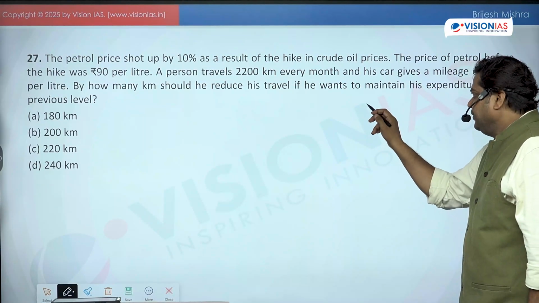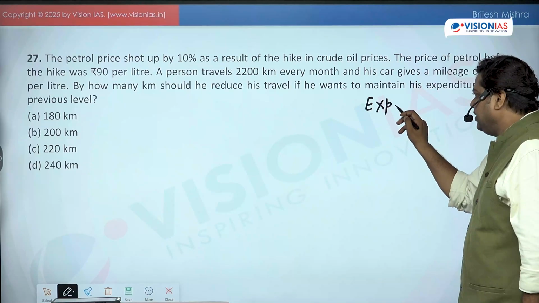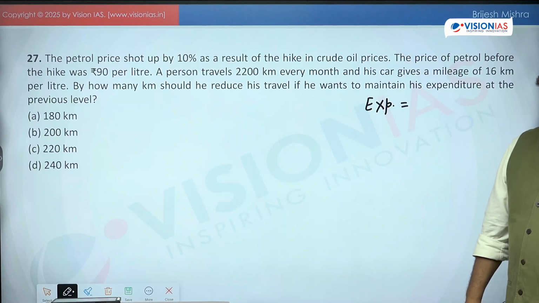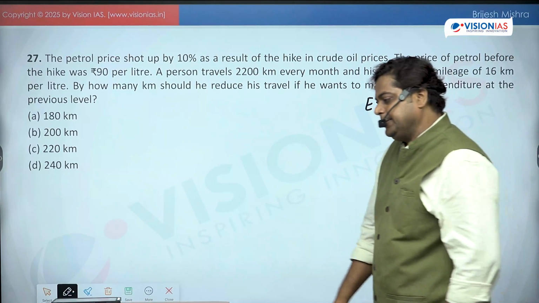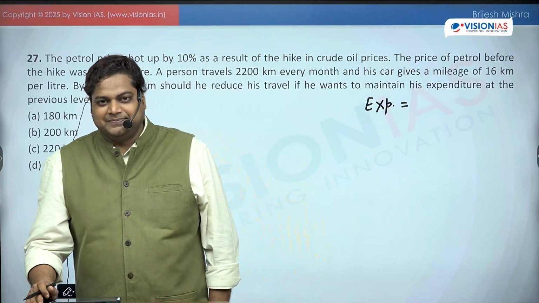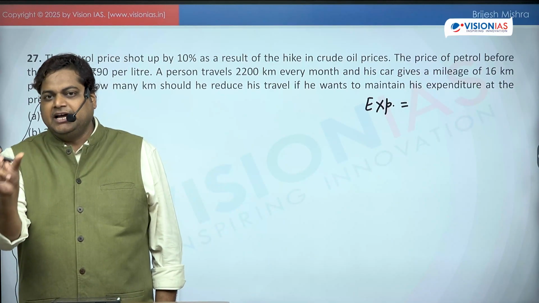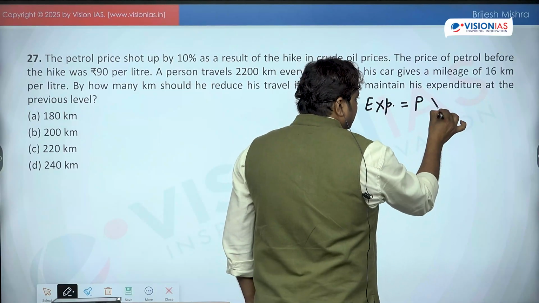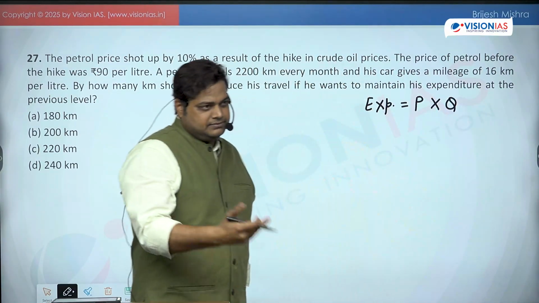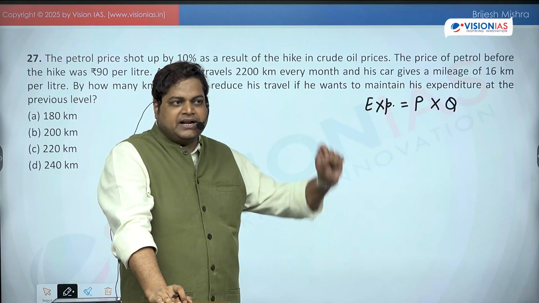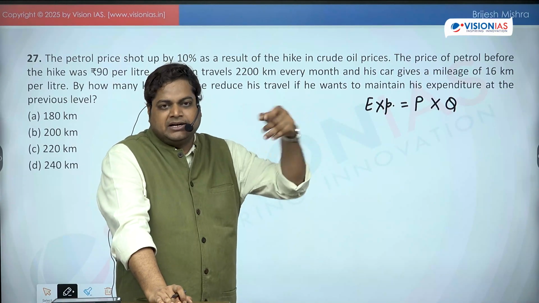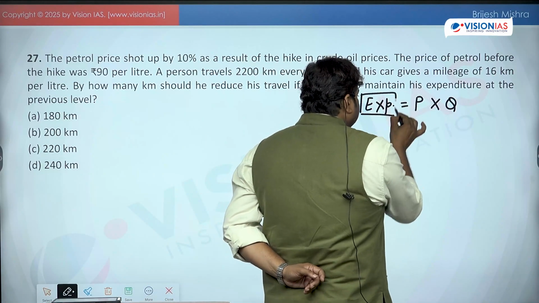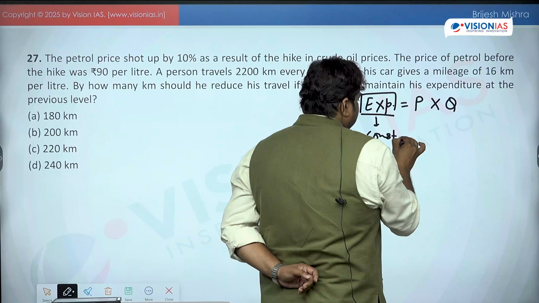So we know when expenditure is constant, how we calculate expenditure? Expenditure, we are spending on buying something. How many quantity of that product we are buying and what is the price of that product. So what is the expenditure? Price into quantity. This way we calculate expenditure. What is the price of the product and how many quantity we are buying. P into Q.